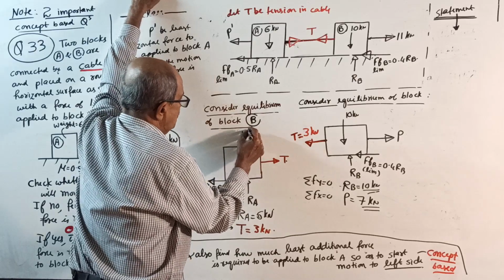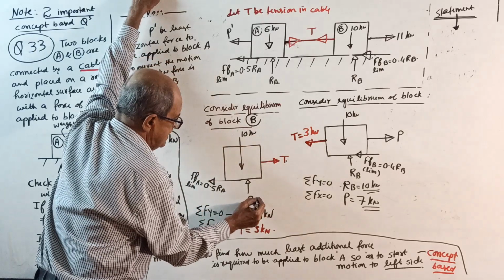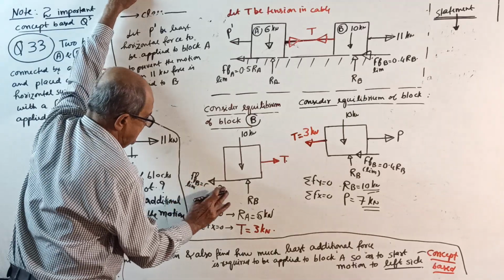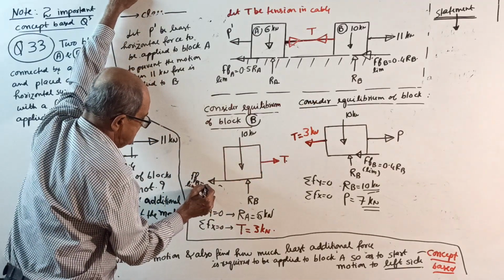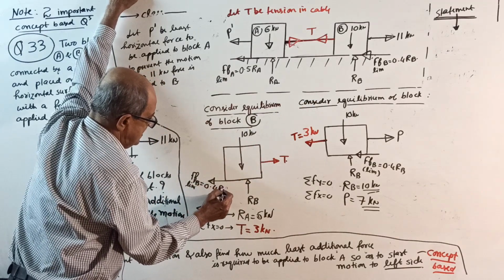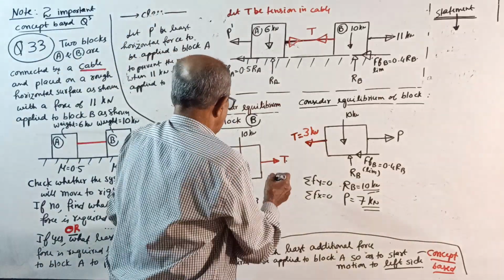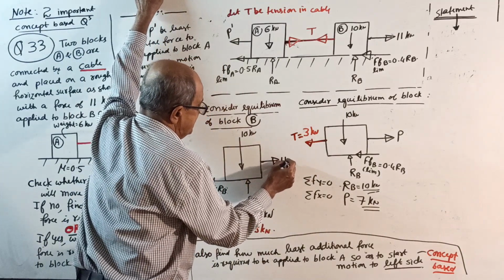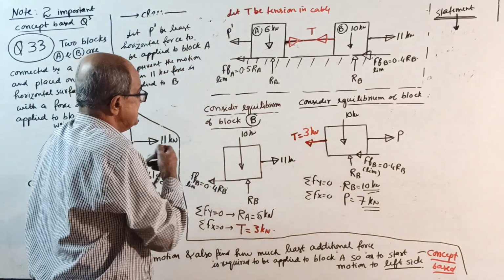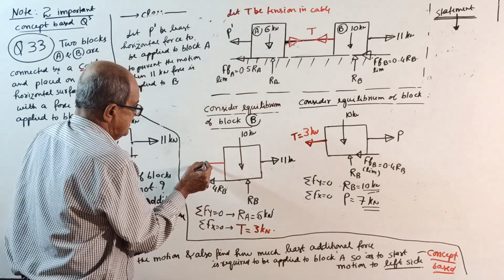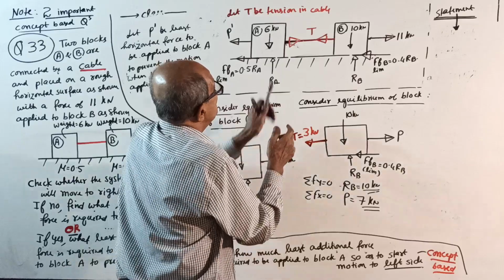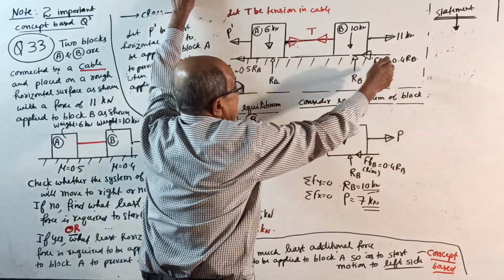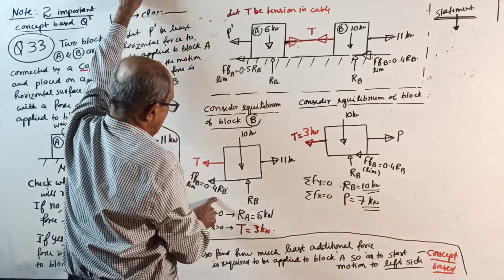Weight is 10 kilonewton. Reaction RB and frictional force for B limit is how much? 0.4 RB. This is a sketch. Here a force of 11 kilonewton, and this side tension in the cable T. Now you are considering this block: 10 down, RB up, and FFB of 0.4 RB and T.